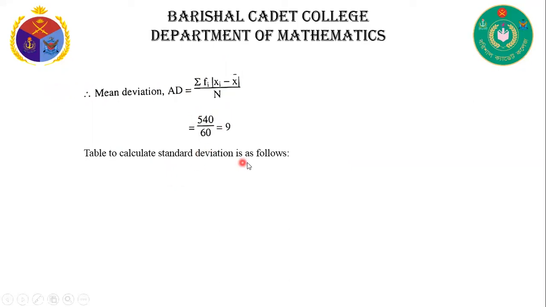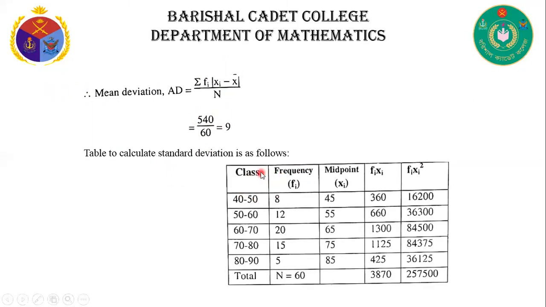Now table to calculate standard deviation. Here given data 40 to 50, 50 to 60, 60 to 70, 70 to 80, 80 to 90, and the given frequency these terms. So midpoints, in the same way we find these midpoints and multiply. Now fi xi is equal to these terms, and fi xi square is equal to these terms. Then sum of these terms is equal to, we can write 257500.